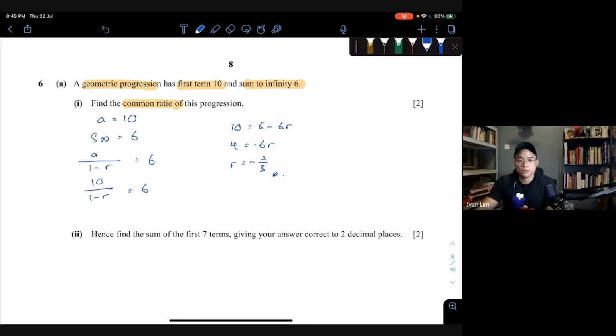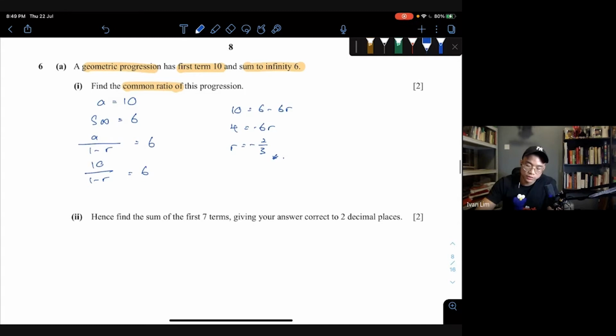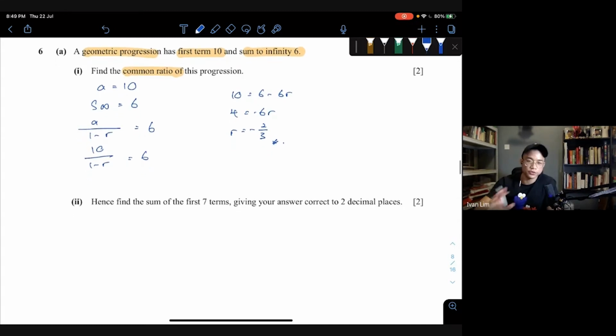So for sum to infinity, whether you memorize it or not, by the time of IG you should know already. But if you suddenly panic and forget, just know that you can always refer to the formula sheet. Make sure your first one is correct, because if the first one is wrong, the second one will also be wrong. Hence, find the sum of the first 7 terms.